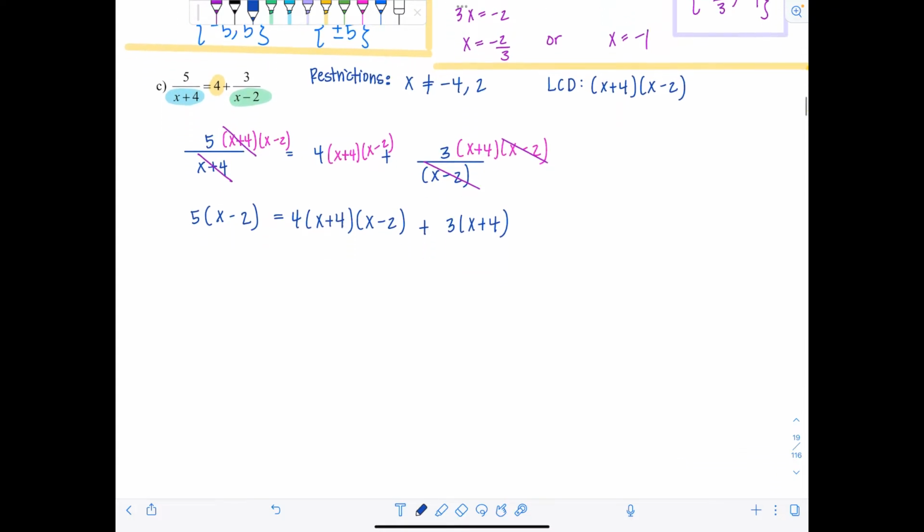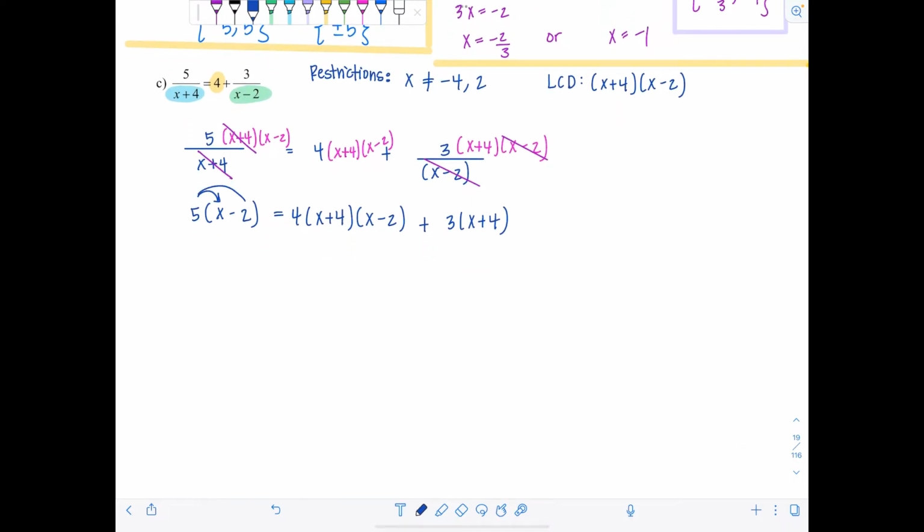All right, now we got to clean up, distribute. So this is going to be 5x minus 10 equals. Now please do this carefully. When you have one little term out here, a monomial, and then you've got these two little binomials, two factors to multiply, you multiply this all out first, then distribute the 4 after. Okay, the little loner outside, he's last. I know, so sad. Okay, so we've got 4 times, this is going to be x squared minus 2x plus 4x, so plus 2x, and then minus 8 like that, plus, and then just distribute 3x plus 12.